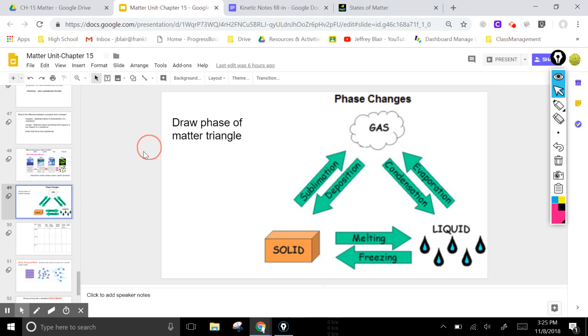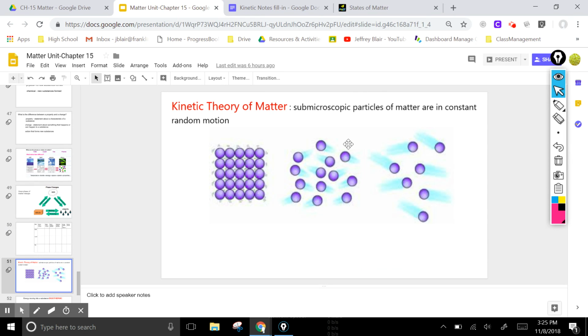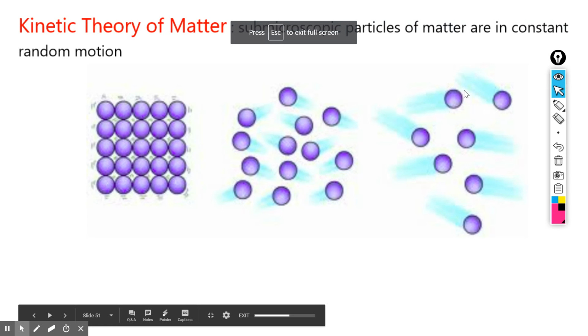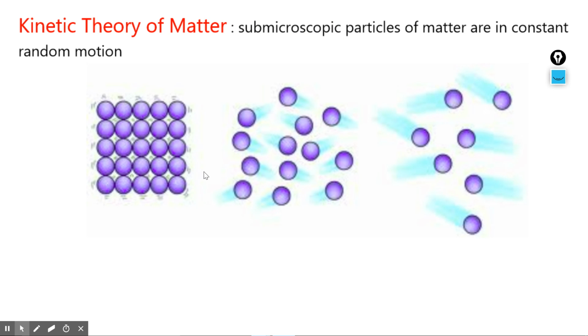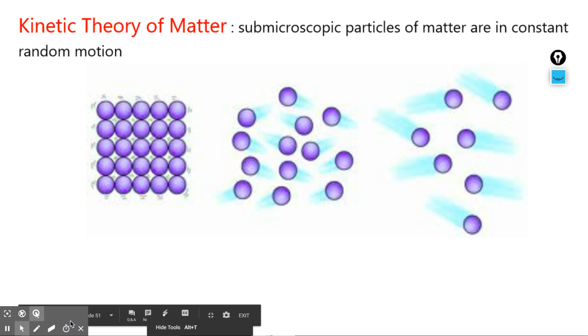Kinetic theory of matter is that the particles of all matter are in constant random motion. In a solid, they have less motion. In a liquid, they have more motion. And in a gas, they have even more speed, more motion. But the particles of even a solid are vibrating in place. They're in constant random motion.